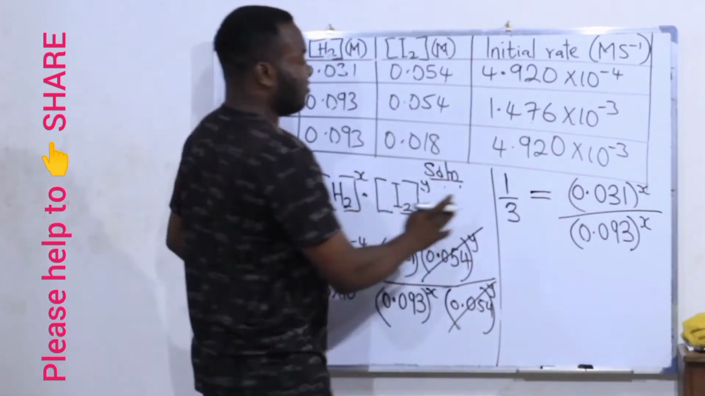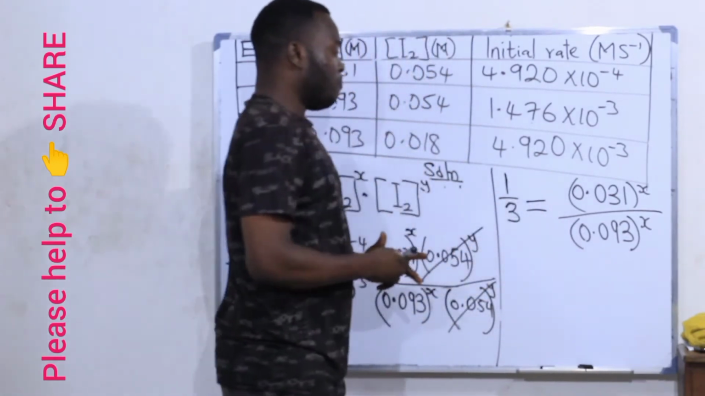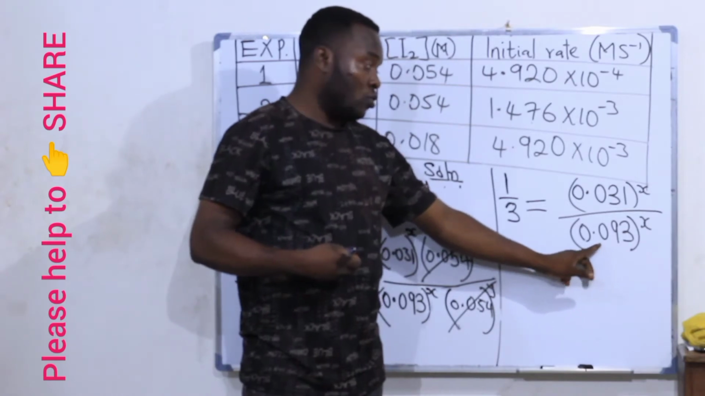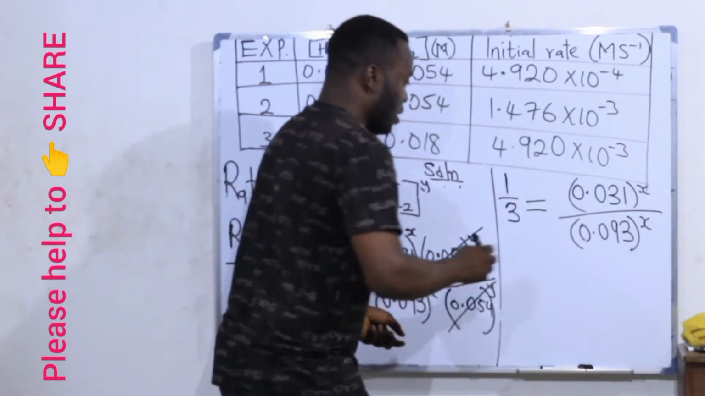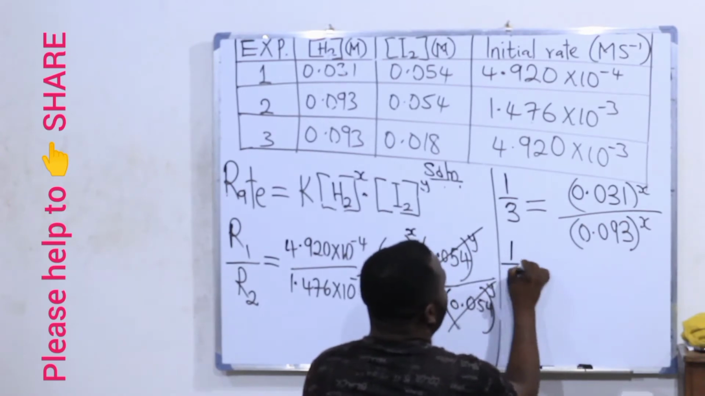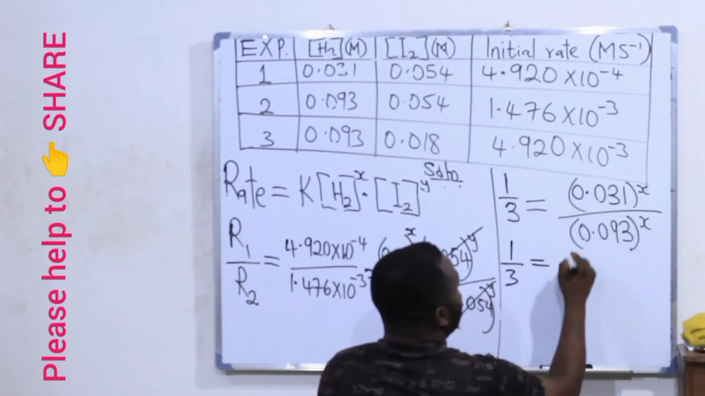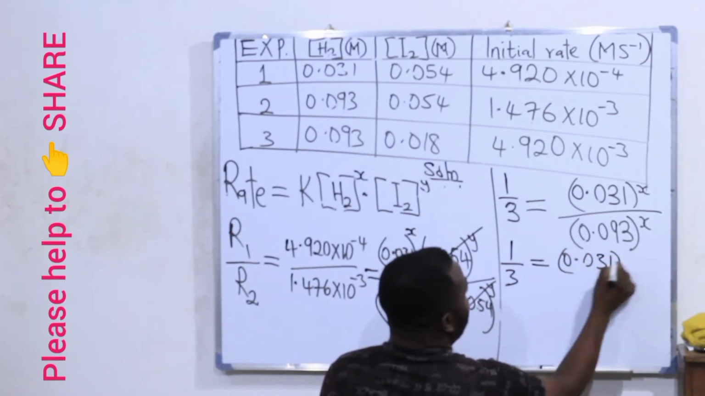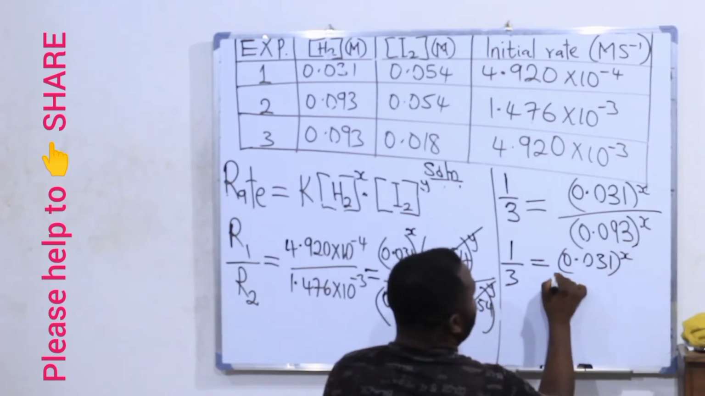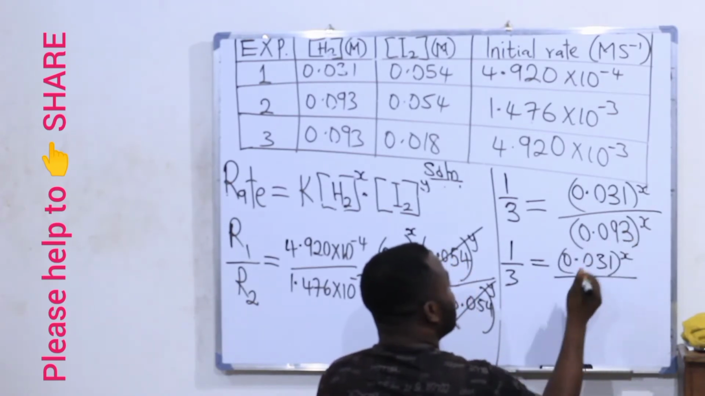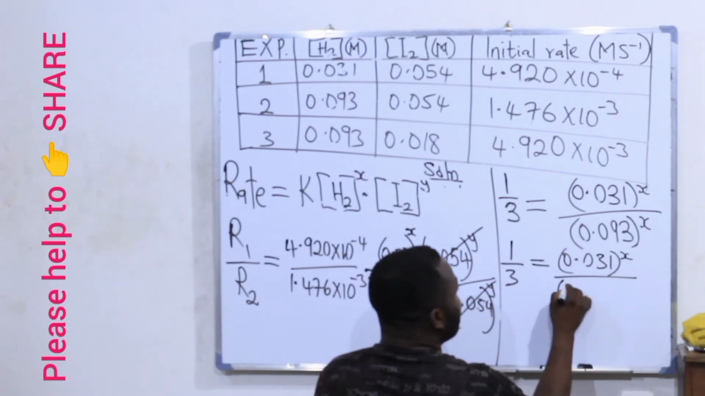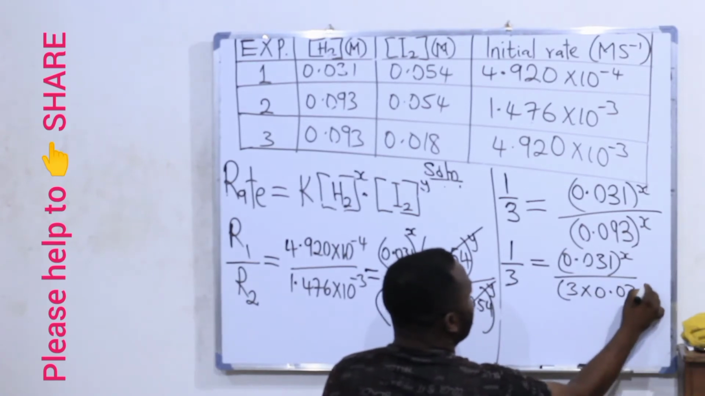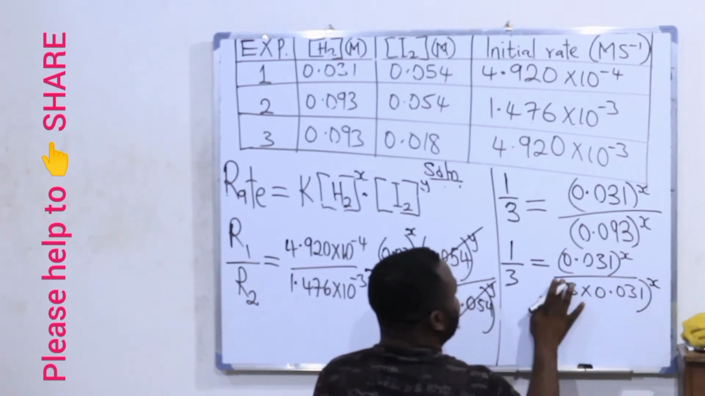How do I find this X? I will look for a way to split this bigger value here. I'll break it into 2 so that something can cancel out. How do I do that? I will say 1 all over 3 is equal to 0.031 raised to power X, divided by 0.093, which is the same thing as 3 times 0.031, all raised to power X.